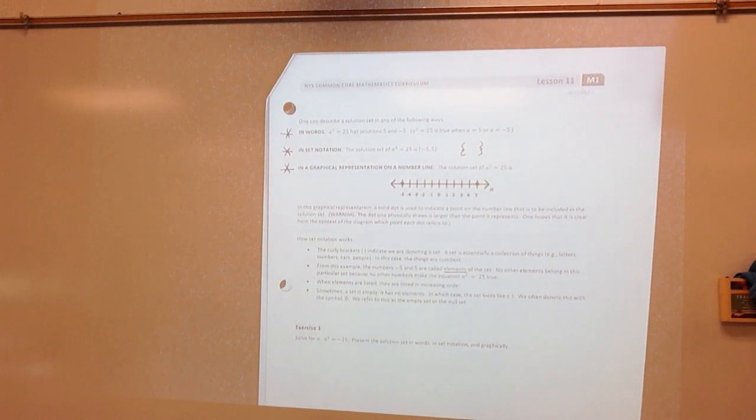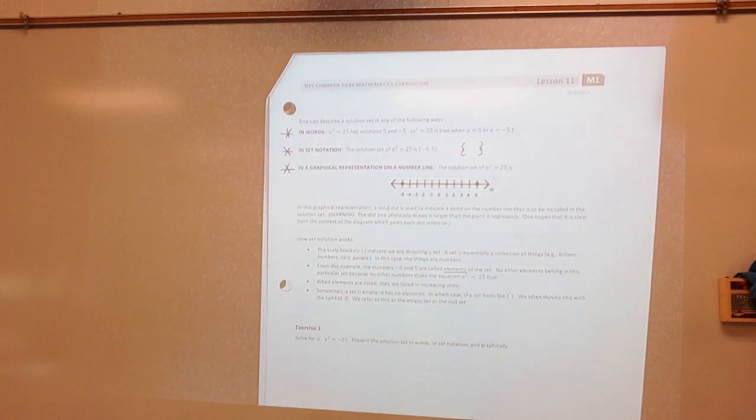No other elements belong in this particular set because no other numbers make the equation a squared is equal to 25 true. A squared is equal to 25 true. Nothing else makes this true. When elements are listed, they are listed in increasing order. In other words, start with the smallest and go to the biggest.